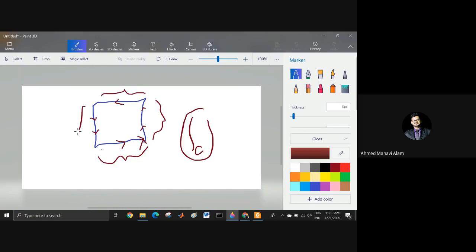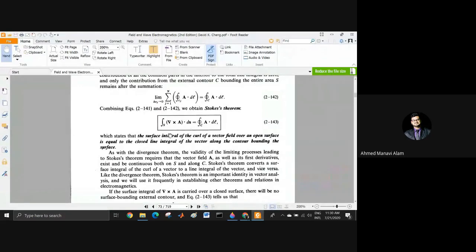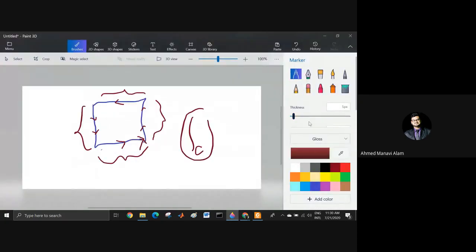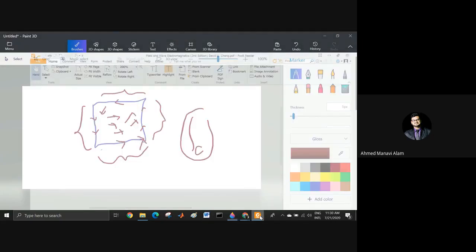So what they want to tell us here is the net curl, or the net rotation, of this surface. There is some vector field inside, right? There is some vector field inside. The curl of this surface, the net rotation of the surface, is equal to what?